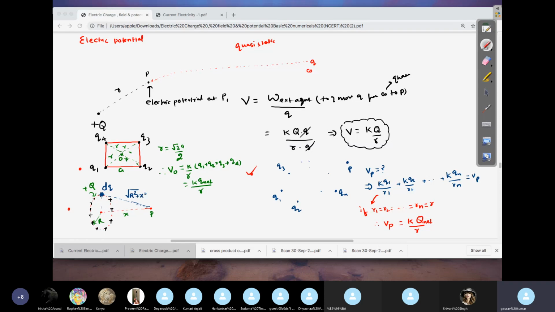Now can you see? If I take any dq, all dq will have the same distance from this P, because all will be at a distance of the slant height, right? So what is the formula of Vp? Vp will come out to be k Q net, where Q net is the total charge, divided by r. What is r? Root of r square plus x square.